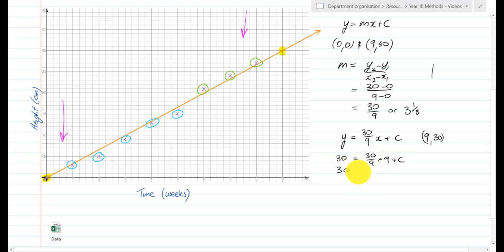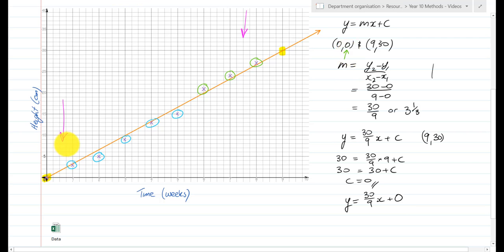I get 30 is equal to 30 plus c, and c is equal to 0. Now, before you say, hold on a second, you've just done something blatantly obvious in a really difficult way, stick with me for a second. Again, I'm showing you this so that you can apply this method to a linear function that doesn't go through 0, 0. Obviously, we're given that the y-intercept is 0.